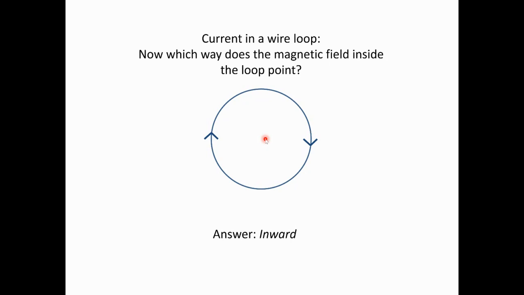Okay, so this is very important that you be able to figure this direction out. We're going to build on this. So if there's any question at all as to determining the direction of the magnetic field inside a loop that carries current, please ask.